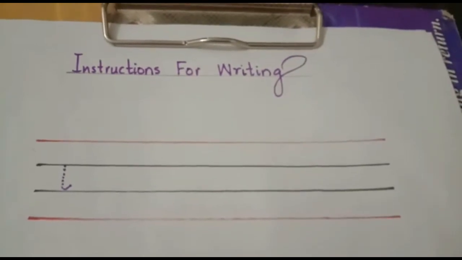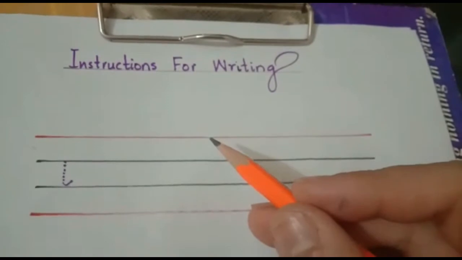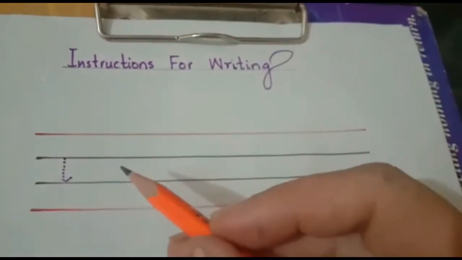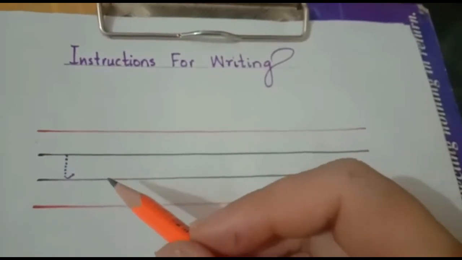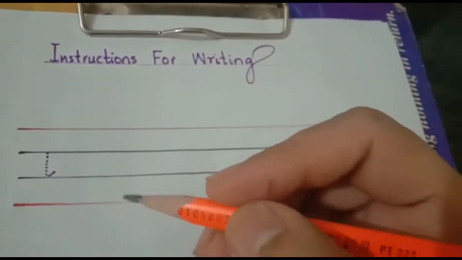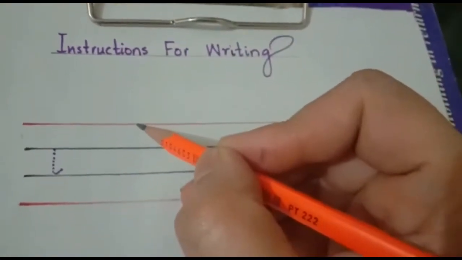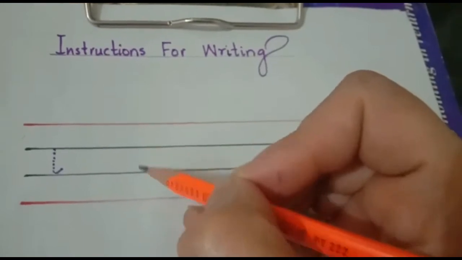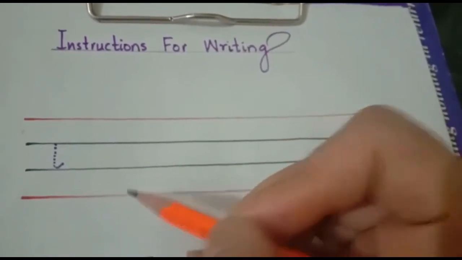The next part is about instructions for writing. How we will use the line pattern for letter I. How we will write letter I on this line pattern. First of all, I will tell you these lines' names. First is the top line, second is the middle line, next is the baseline, and the last is the lower line.